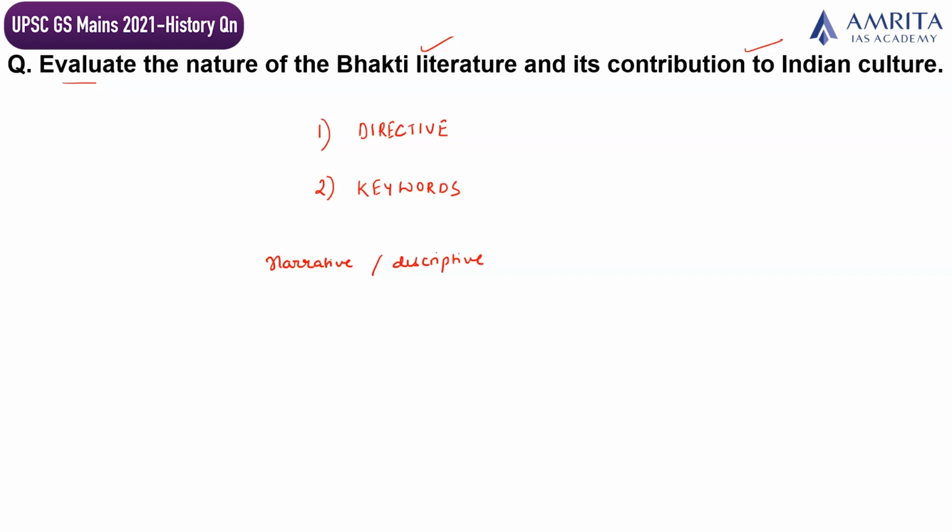So I hope with this you are clear that the directive given here is extremely easy and we have to just elaborate the important points pertaining to Bhakti literature. Now apart from that students, if you see, there are two keywords that are a part of this question, that is nature of Bhakti literature and Indian culture. So these two keywords students will be more important when we are formulating our body. I hope these two things are clear with each and every student.